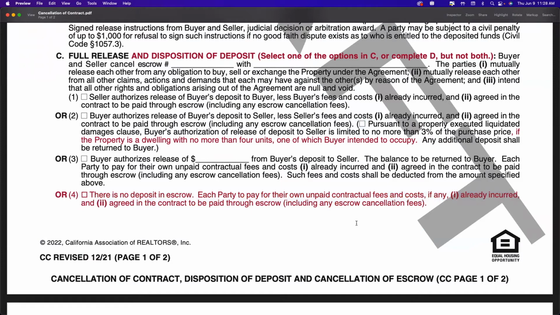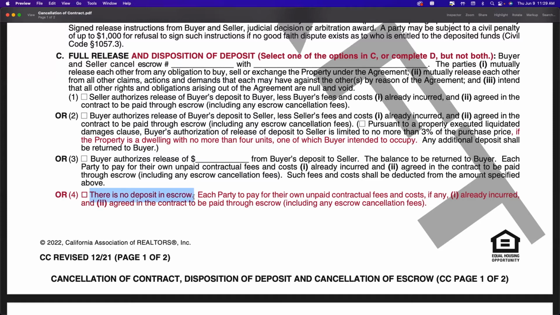At that point, usually there are no cancellation fees, because if there is no deposit, there is no escrow instruction signed, which means escrow probably isn't going to charge a cancellation fee because they've done no work really on the transaction. So there's probably not going to be any fees to be paid, but don't worry about that. This is what we do now. There is no deposit in escrow. So if you ever have a cancellation prior to depositing the funds in escrow, that's the box you're going to check, and we're going to move on.